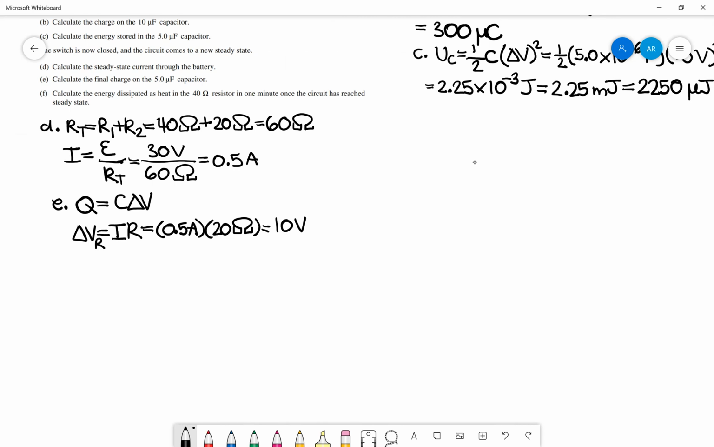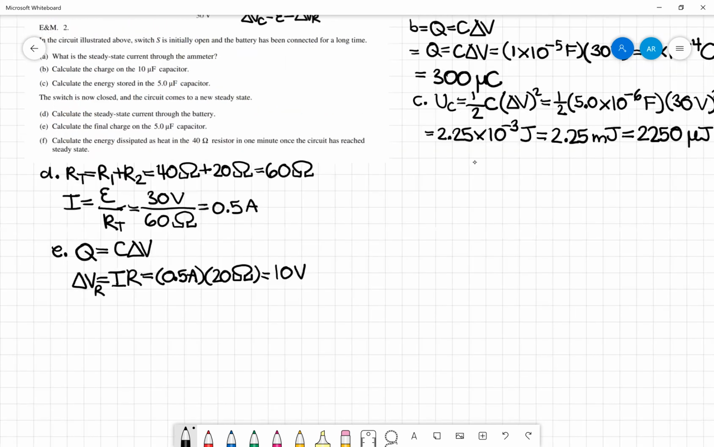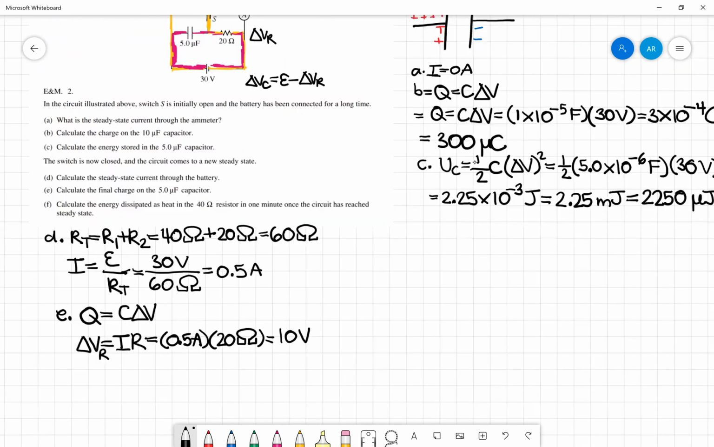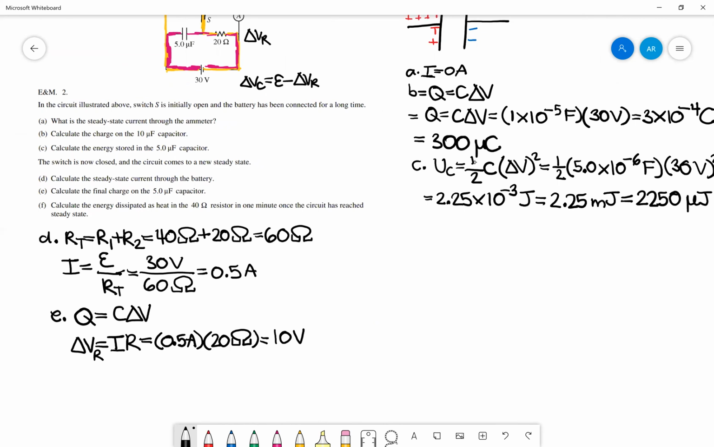10 volts. So that is the voltage across the 20 ohm resistor. Okay, just the 20 ohm resistor.